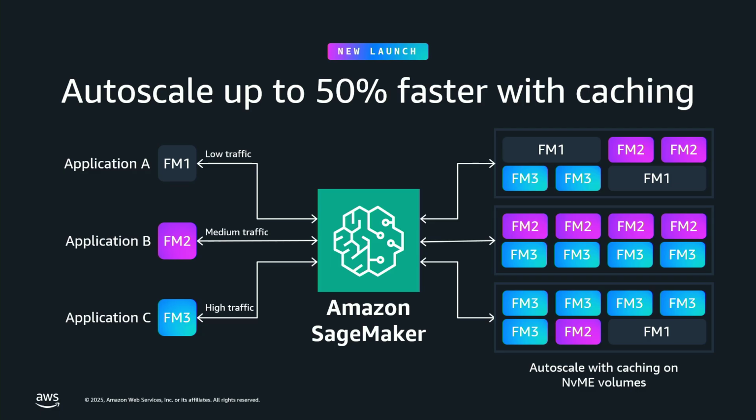And we have also brought up the caching capabilities into our NVMe volumes, such that your containers are now already available on the NVMe volumes, and as your instance is up, the containers are downloaded from the NVMe volumes, and we have seen upwards of 50% improvement in auto scaling when this happens with your containers.